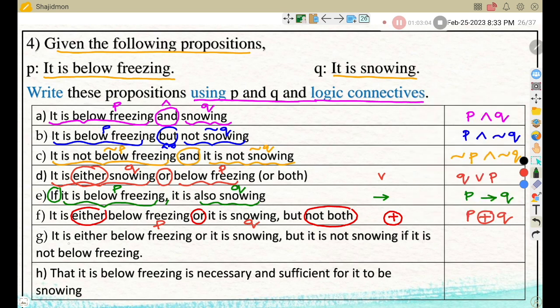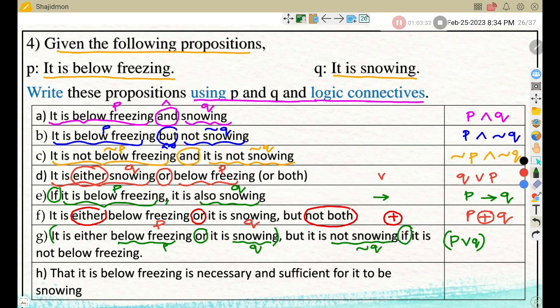Question number G. It is either below freezing or it is snowing. Either or. Correct? Below freezing means P. Snowing means Q. See, this is like one sentence here. So we can write P or Q. This is one. Now again this sentence is continuing. But it is not snowing. Not snowing means negation of Q.